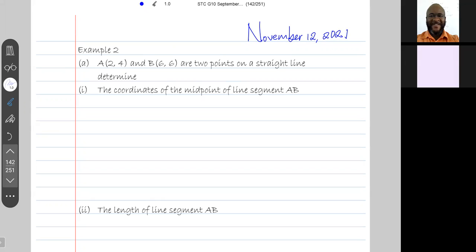Example 2A says A, which is the point (2, 4), and B, which is the point (6, 6), are 2 points on a straight line. So let's see if we can get a sketch of this straight line. Now, it wasn't necessary to do the sketch to answer the question. It was not necessary. (2, 4) and (6, 6).